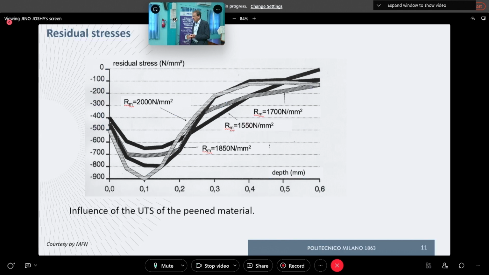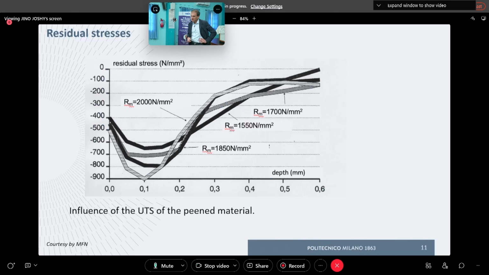But anyway, we can see that if we increase the strength of the treated peened material, first, and this is not seen in this graph, we need to apply more severe parameters to induce plastic deformation. But secondly, we can get much larger compressive residual stresses in the surface and under the surface.